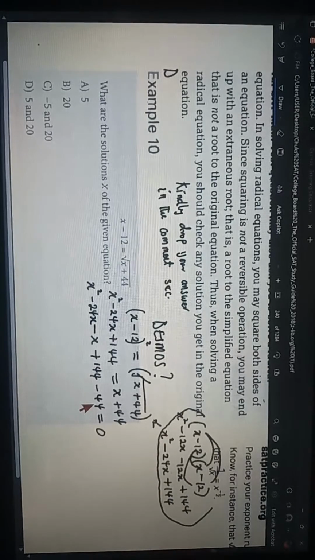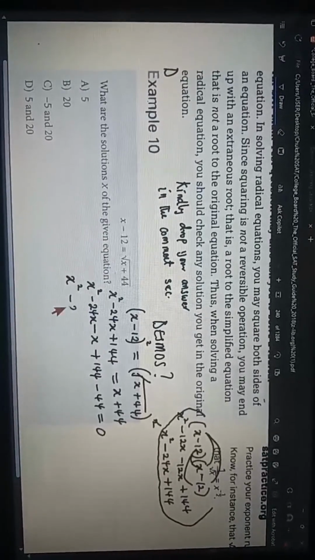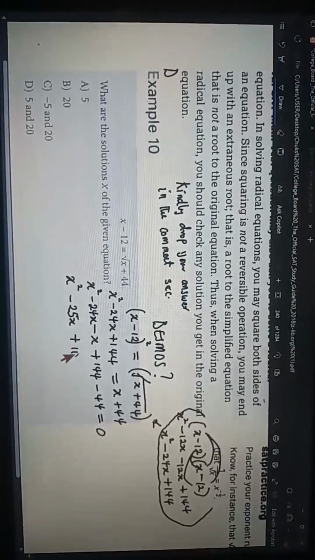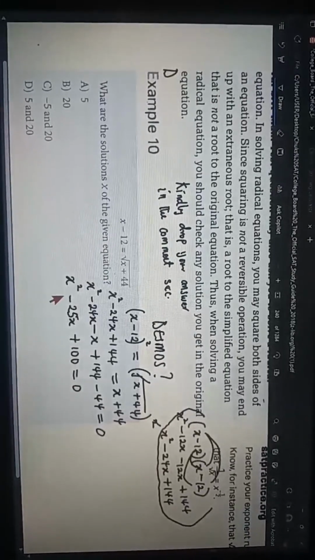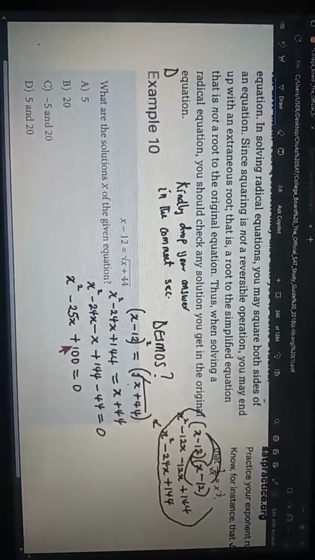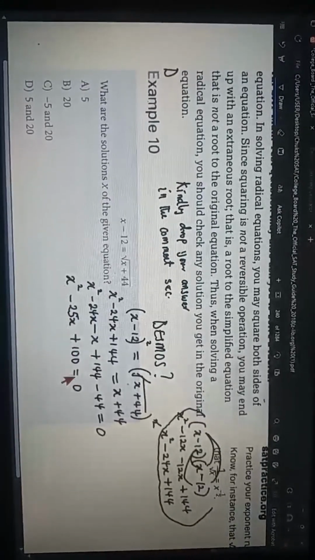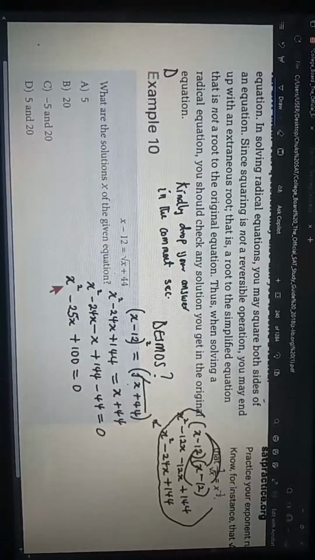God help you. So we have x squared here, minus 24x minus x, that will give us minus 25x. And 144 minus 44, that is just 100, equal to 0, right? So now you see when you square both sides, you end up having a quadratic equation. If you don't mind, you can plug this in your Desmos graphing calculator and get the solution of this quadratic equation.